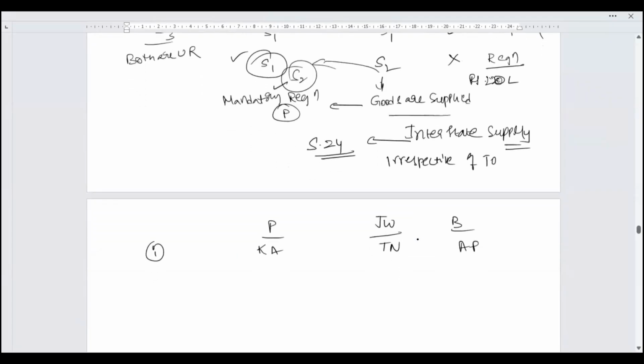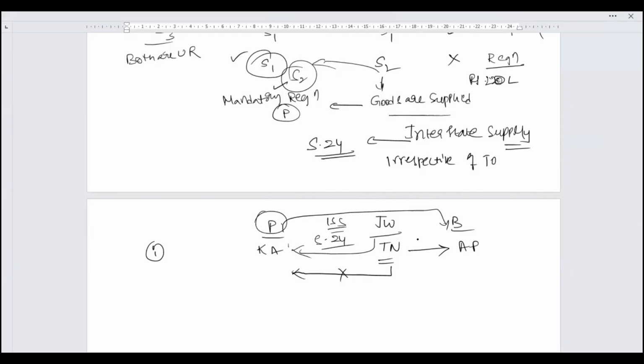Now, when the job work is over at the job work premises, instead of bringing the goods back to Karnataka, I'll not do this. I'll say, boss, supply to this fellow. The moment this is done from Karnataka, I am billing to Andhra Pradesh. Interstate supply. When it is interstate supply, Section 24 comes into the picture, compulsory registration. This is from the principal's point of view. Job worker billing to principal.